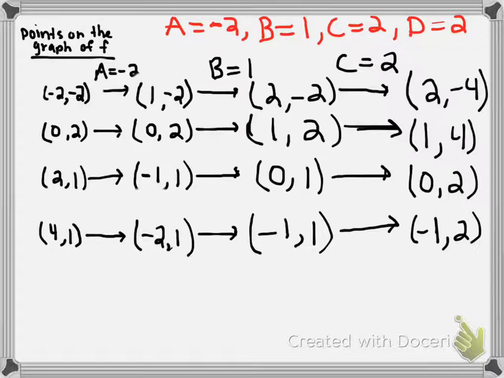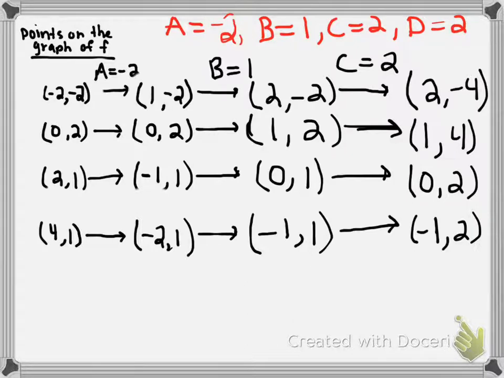So if you look here at this set of points, look at all the y coordinates, negative 2, 2, 1, and 1. Multiply that first y value, negative 2, by 2, and you get the resulting point 2 comma minus 4. The point 1, 2 is going to become the point 1, 4. The point 0, 1 is going to become the point 0, 2, and the point minus 1 comma 1 becomes the point minus 1 comma 2.